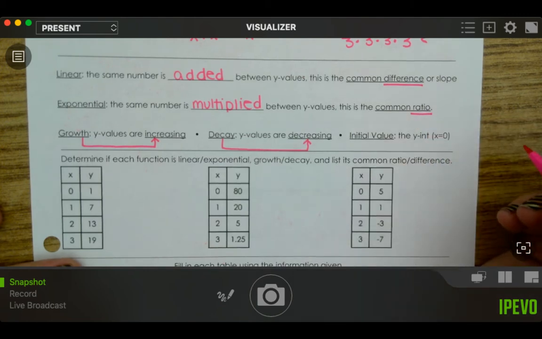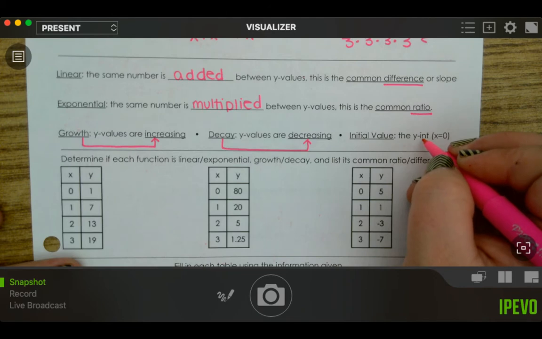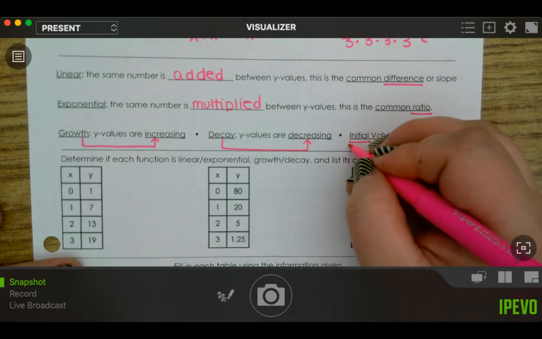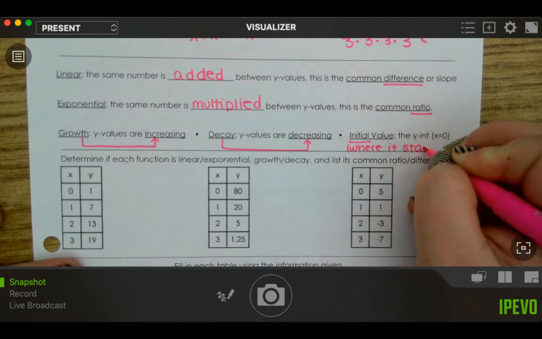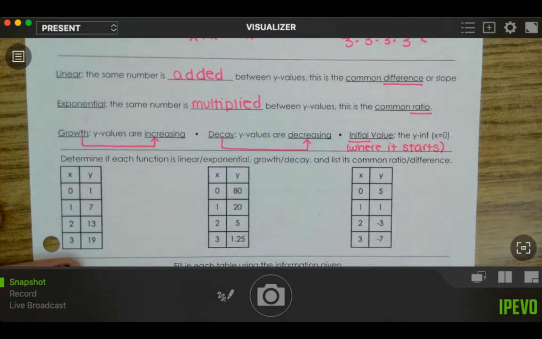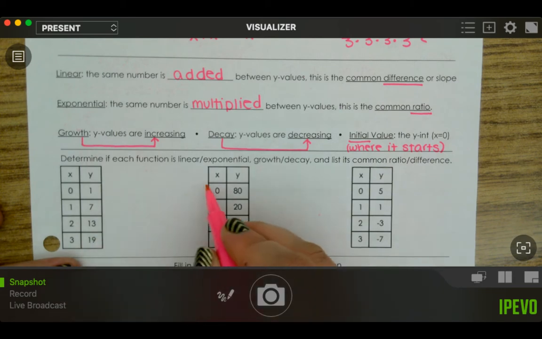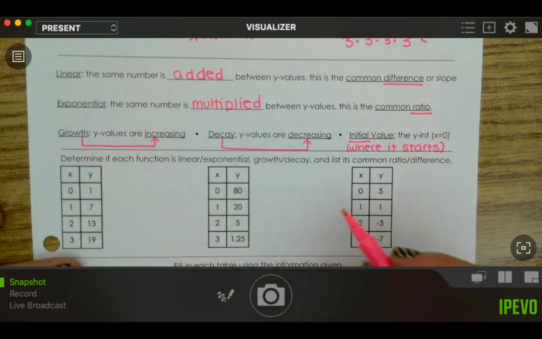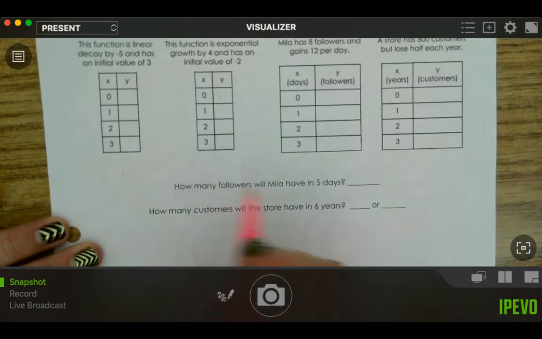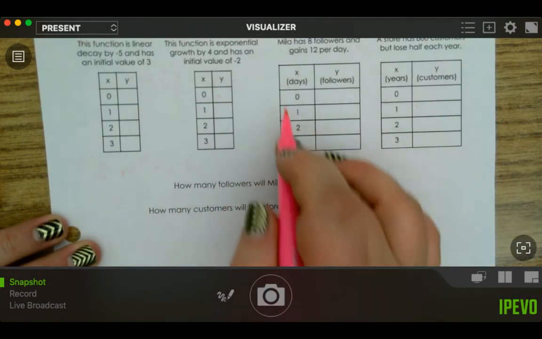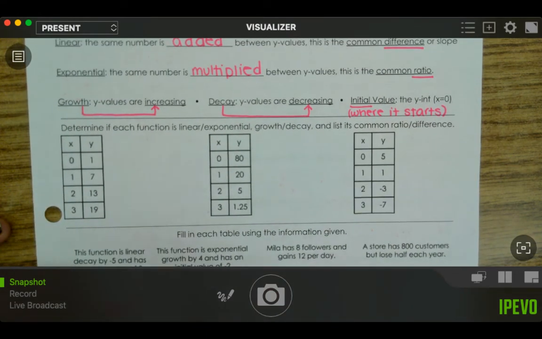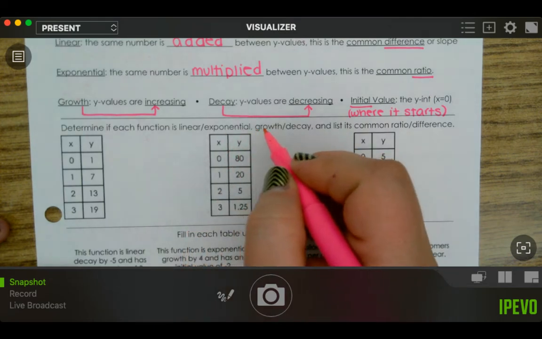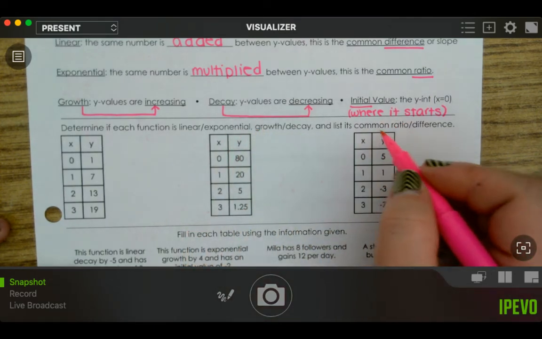And initial value means what it always means, and that's the y-intercept. So the initial value is where it starts. Initial means like the start. All of these tables are going to start with x equals 0. Notice how all of these go 0, 1, 2, 3, and even in the bottom, 0, 1, 2, 3. I'm going to keep that pretty consistent for this section. So, linear or exponential, growth or decay, and then by how much is basically what this is saying.